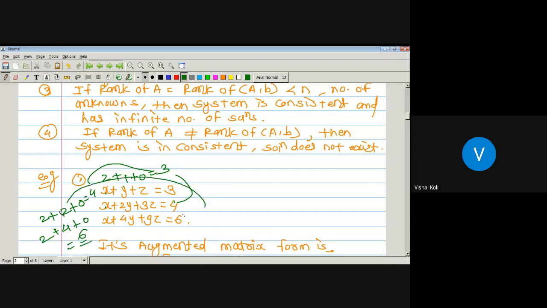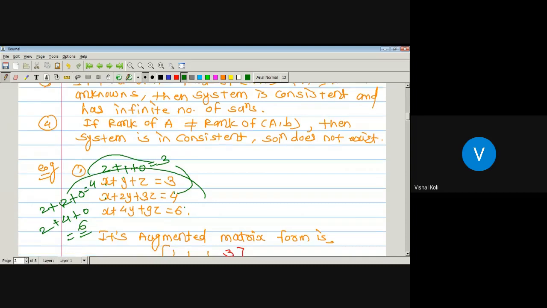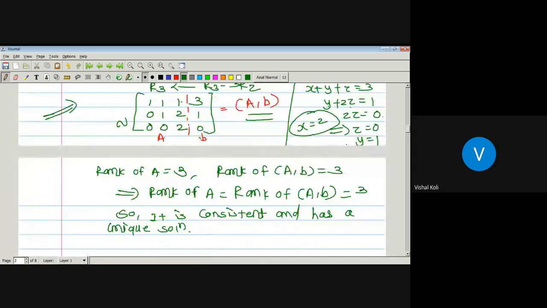Therefore, the given values are 2. So here we get the values of x, y, z as x equal to 2, y equal to 1, and z equal to 0, and which is the required solution. So in this way, we can find out the solution by using the elementary row transformations. Okay.